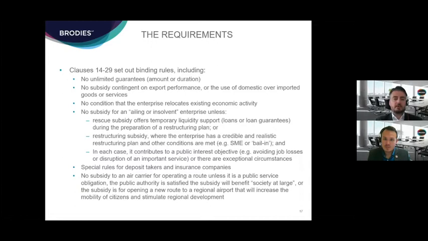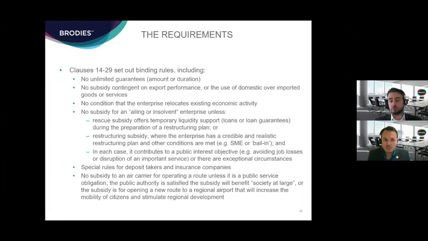And then the requirements. So these are essentially binding rules that have to be followed in relation to the giving of subsidies. And they include, just summarizing, a prohibition on unlimited guarantees, and that means a limit on the amount or the duration of the guarantee. No subsidies that are contingent on export performance or on the use of domestic goods or services over imports. No condition that the enterprise relocates existing economic activity. Again, there's that theme there of trying to avoid subsidy races, just to move businesses from one part of the UK to the other.